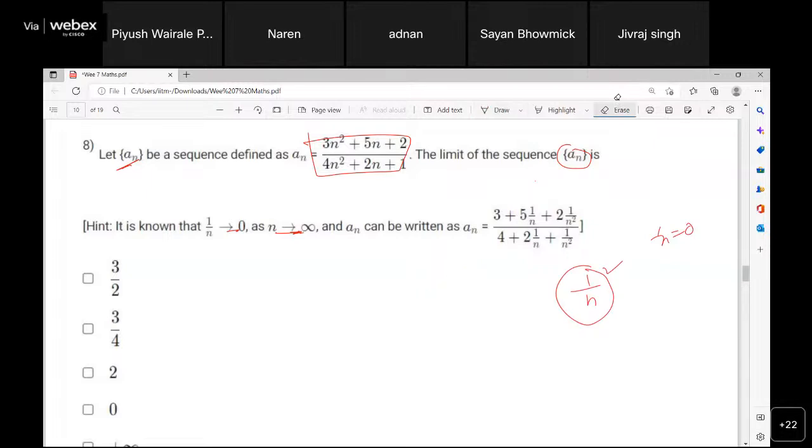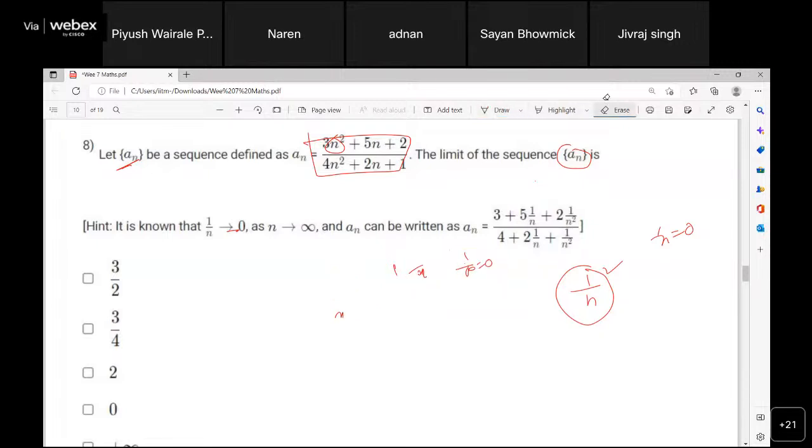Let's try it out. So it's 3 by 4. Directly we can see it's 3 by 4, right? At first we need to take n square common, because I want to make each expression in the form of 1 by n. Then only I can apply this. This is a general rule you must have learned in mathematics. When taking any limit, say x tends to infinity, we always try to make the expression in the form of 1 by x, so that we can simply put x equals infinity, then 1 by infinity will be 0, right?